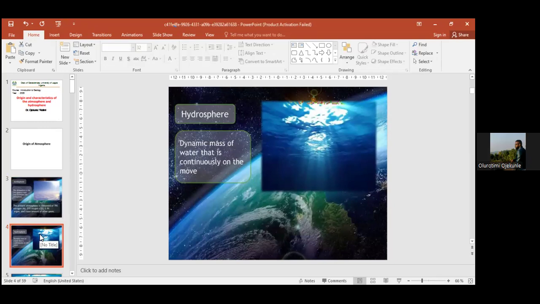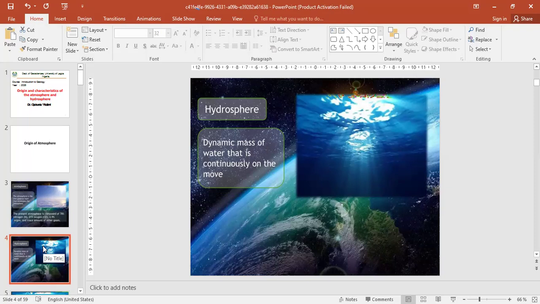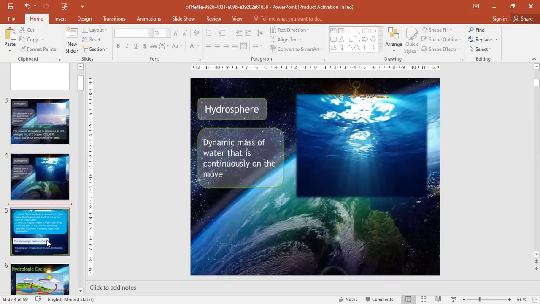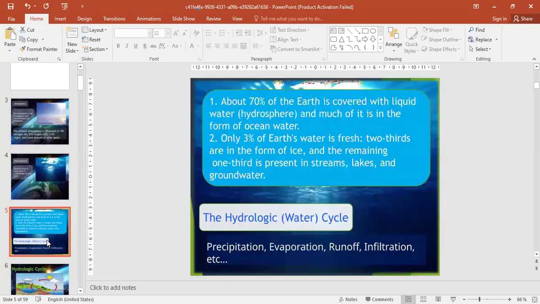We have water, and of course, the earth is made up of several components. On the earth, water is the most abundant component. We have water well distributed on and beneath the earth. Within the subsurface of the earth, you have a lot of water. So about 70% of the earth is covered with liquid water, which is called the hydrosphere.